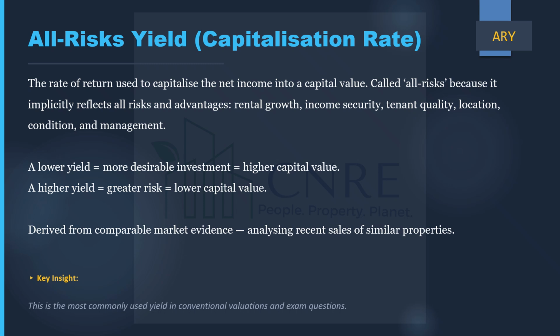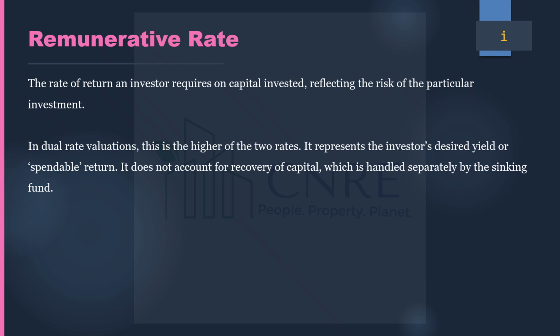But a lower risk investment usually commands a lower yield, while a high risk investment would usually command a higher yield. We have the remunerative rate, and this is basically the rate of return that an investor requires on capital invested. If you have seen our videos on YP dual rate calculations, you will notice that there are two rates when we're doing that valuation. The two rates that we use to determine the YP. So we have the remunerative rate and then we have the accumulative rate.